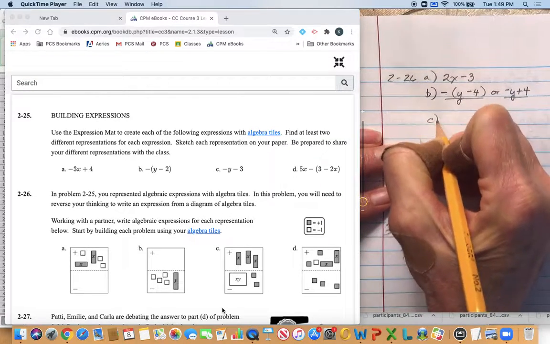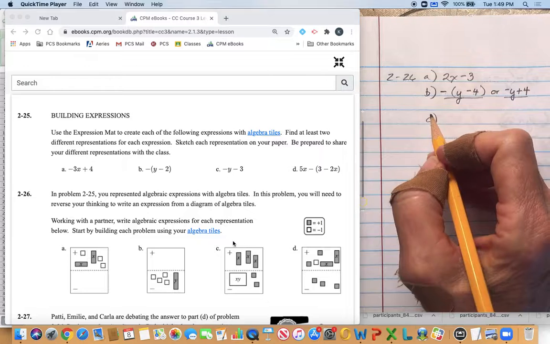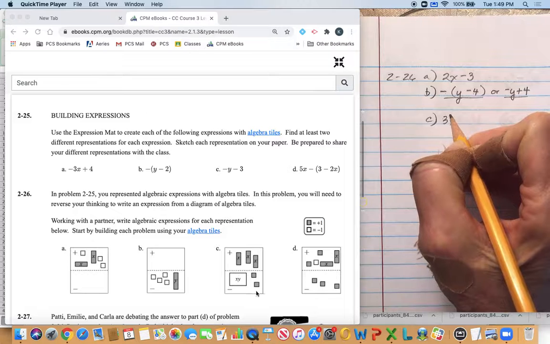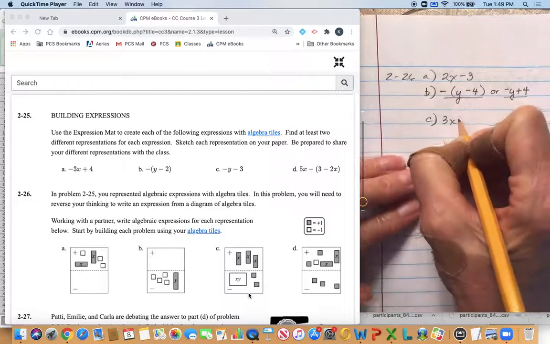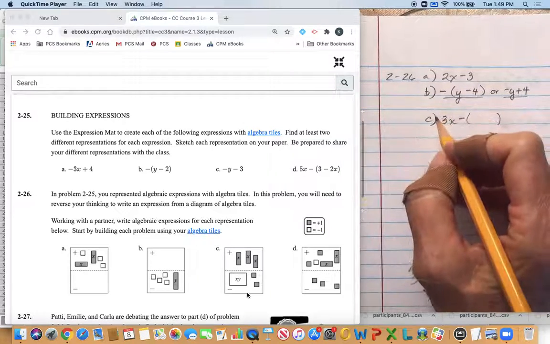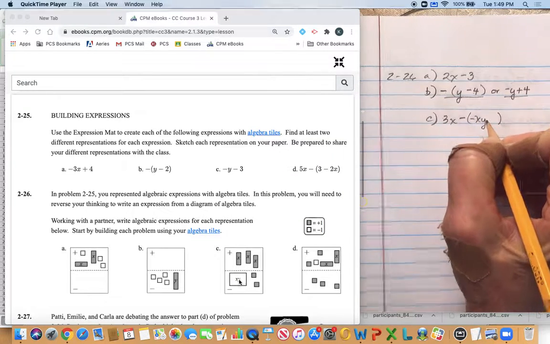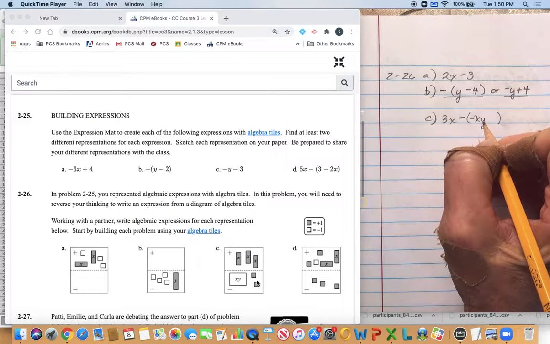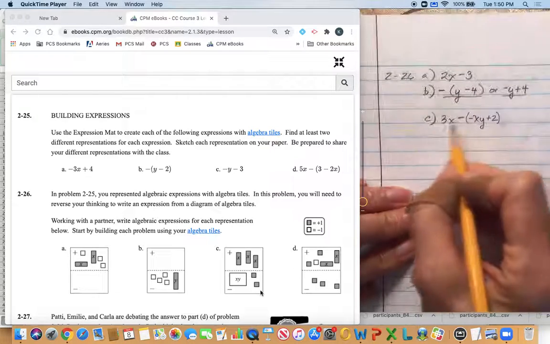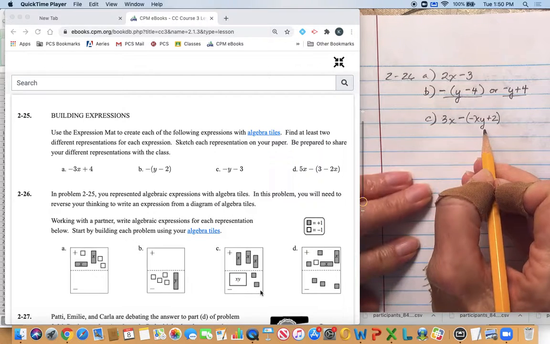So here is C, and first we'll look at the plus area, which is 3 positive x's, so that's 3x. And then in the negative area, we're going to put a negative sign and parentheses first. We see we've got a negative xy, and we have 2 positive 1 units, so that's plus 2. Okay, so now we have the whole expression written out.